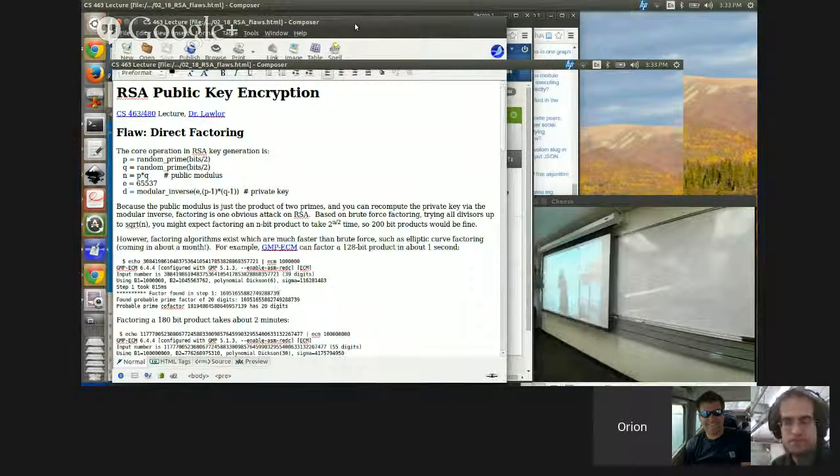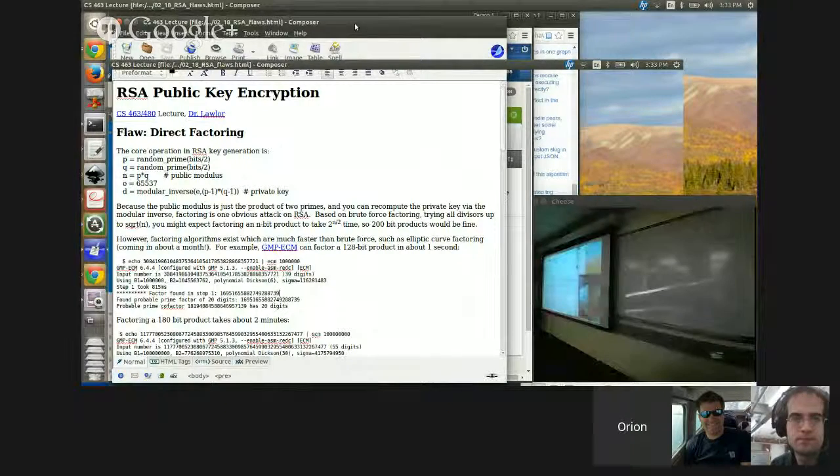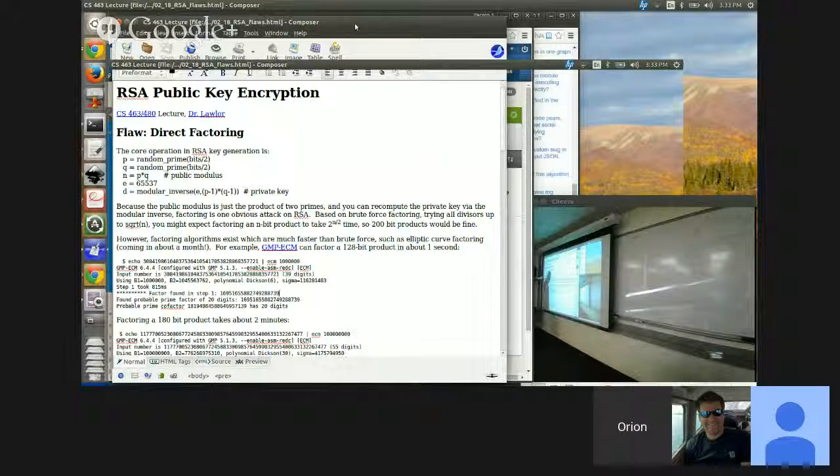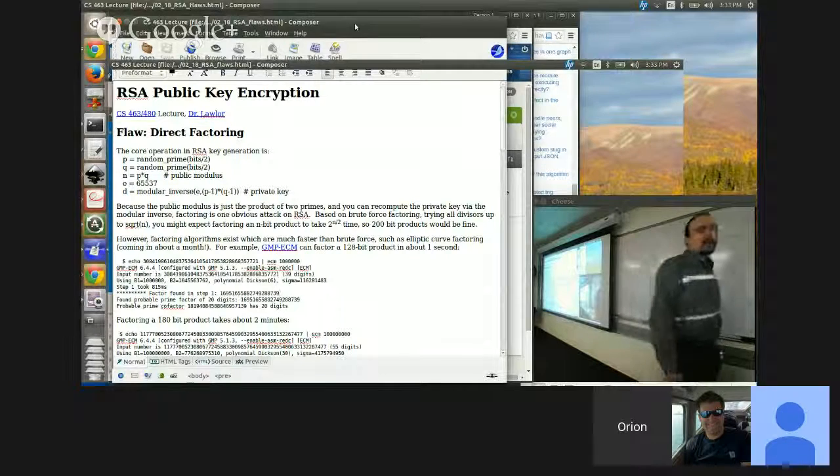Now, the weird part about RSA is that you give away the product of these two primes. So you're really hoping that they can't recompute the private key from the public key, which they can if they know the two primes. This is Euler's totient function. So the obvious first means of attack on RSA is factoring.